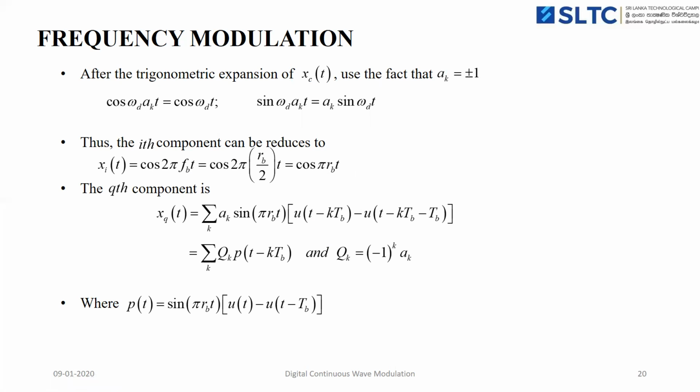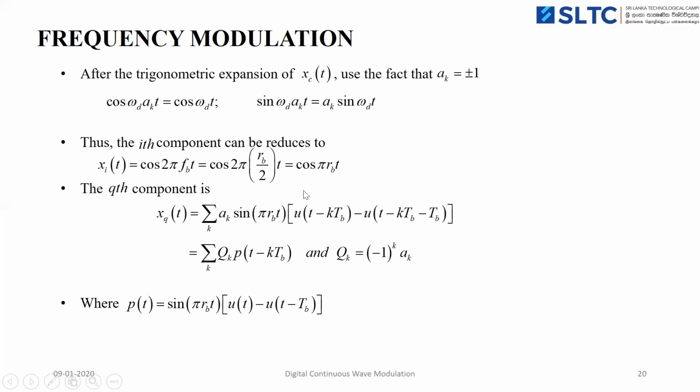So it is a cosine function in the in-phase component. Then the quadrature component xq of t is a_k sin omega d t. Substitute omega d t and multiply the rectangular pulse. Then this term, a_k sin pi Rb t, is modeled as the rectangular pulse for the quadrature component. So we are not considering the phase for the quadrature component. The phase information is considered only for the in-phase component. That's the difference. And q_k equals minus 1 to the k times a_k, the amplitude levels.